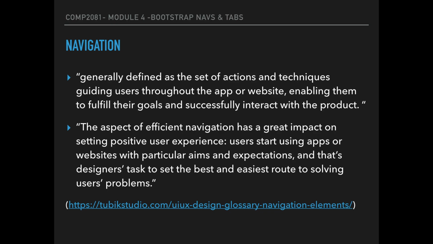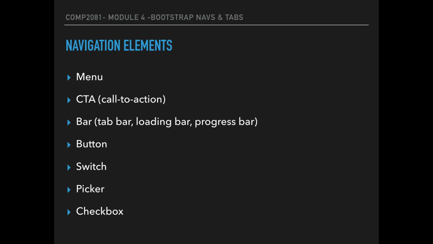Users start using apps or websites with particular aims and expectations, and that's the designer's task, to set the best and easiest route to solve the user's problems. So your navigation needs to be clear. It needs to be well defined. It needs to be easily found. It's very important for the success of your site and the user experience of your site as well, which is directly related, right?